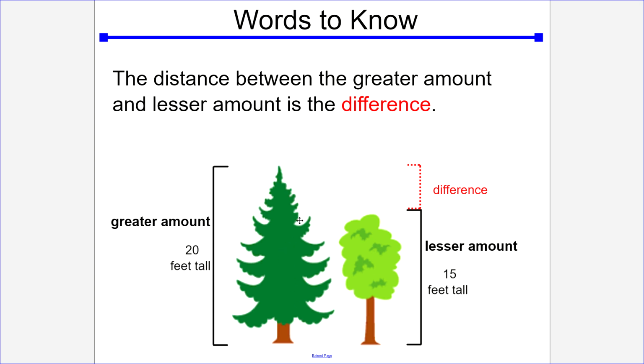While the height of the taller tree, the height of the greater amount, is a whole amount, and the height of the smaller tree, the lesser amount, is also a whole amount, the difference is not a real number. It's just the distance between the greater amount and lesser amount.